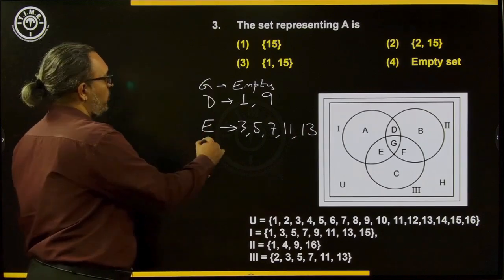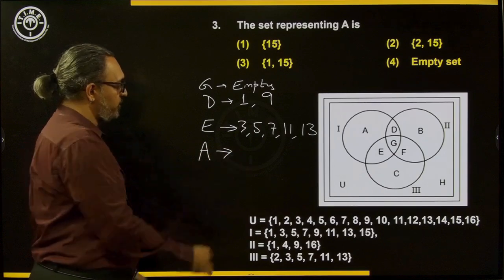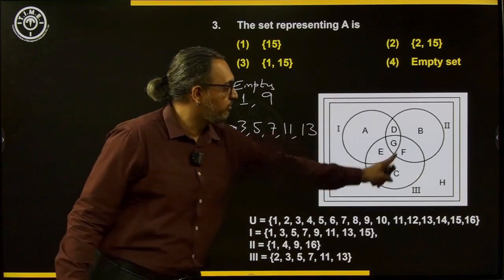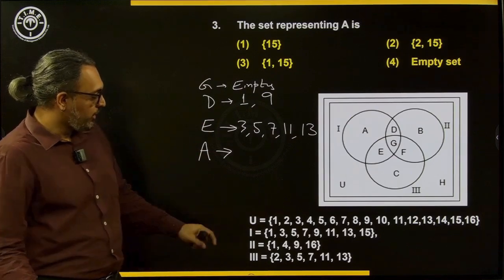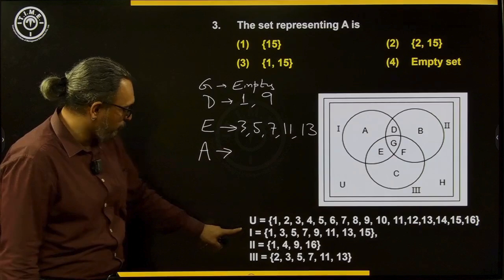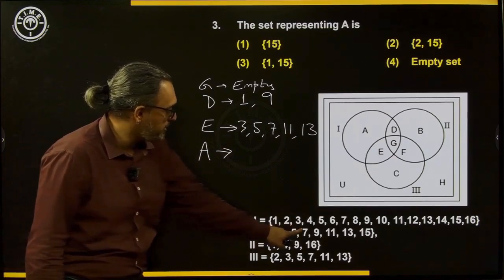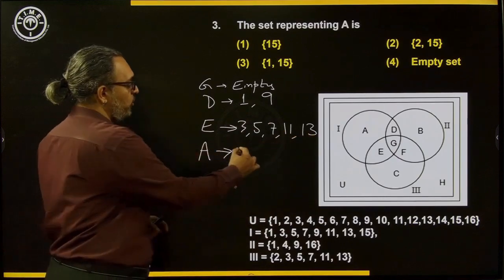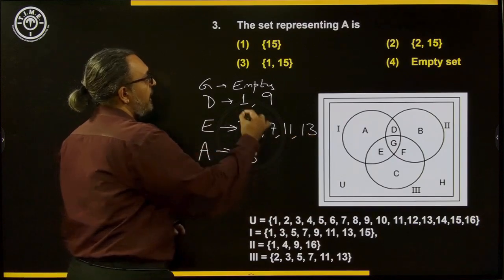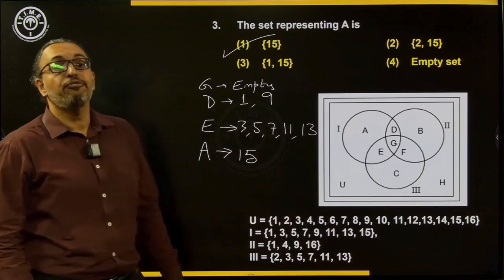Correct? Then what about A? Because that is the only remaining element in circle 1. So DGE we have already written. Now A. So what are the remaining numbers? So from 1 if you check, 1, 3, 5, 7, 9, 11, 13. Everything is there. The only number missed is 15. That means A consists of only the number 15.